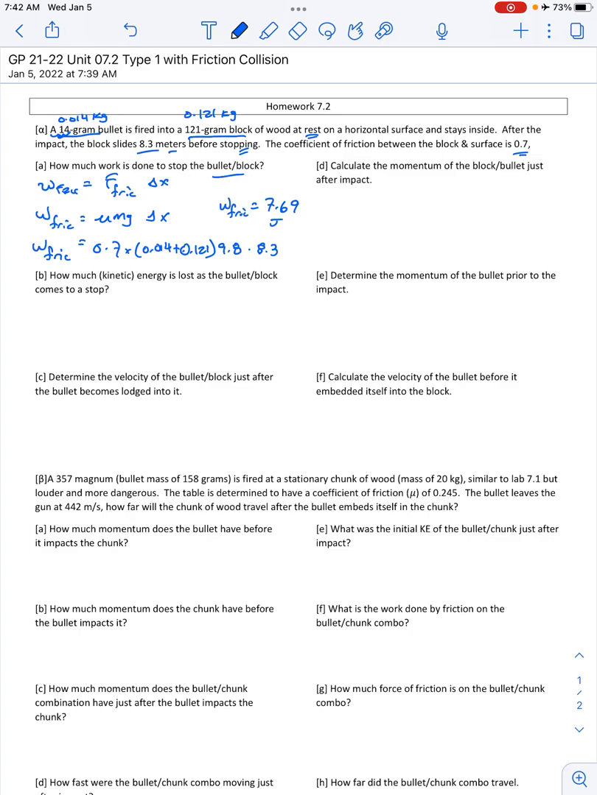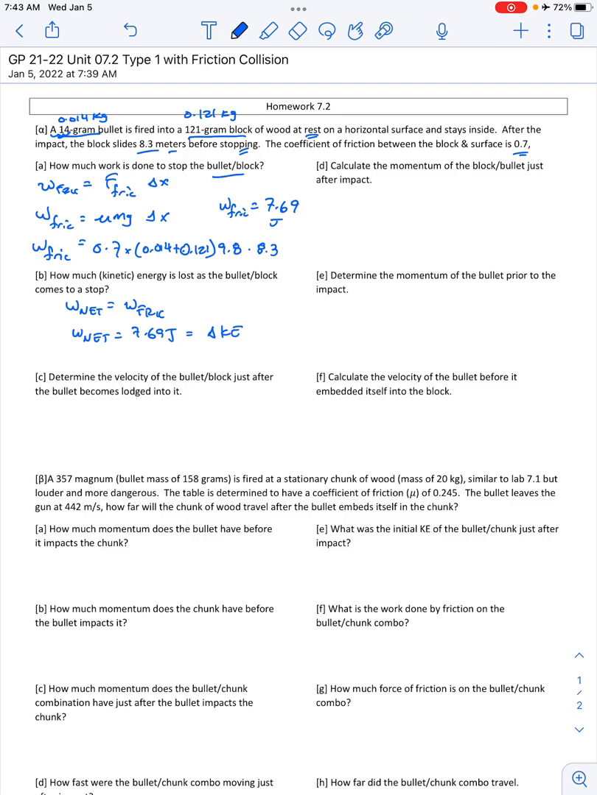How much kinetic energy is lost as the block comes to stop? Well, remember, in this case, there is no applied force, there is no applied work, so the net work is really just our work from friction. So our net work here is going to be 7.69 joules. So our net work then is also our change in kinetic energy. Remember that anytime we have that net work, that is just represented as our delta KE as well.